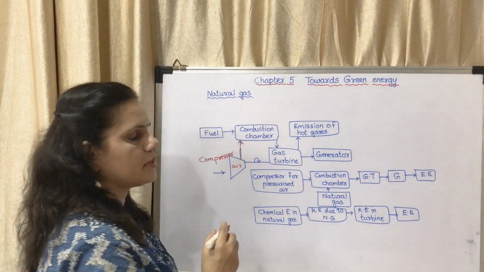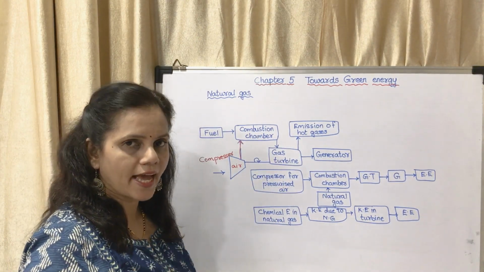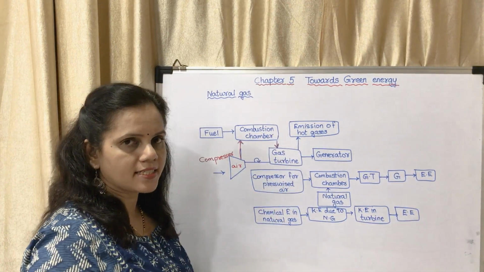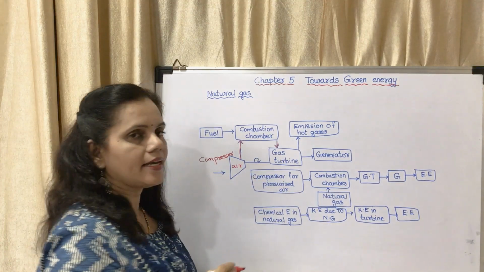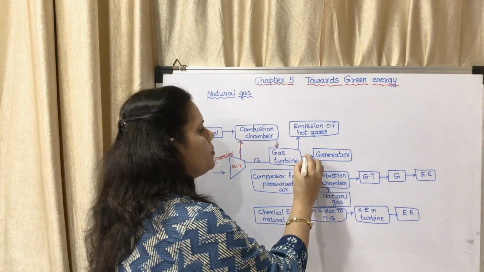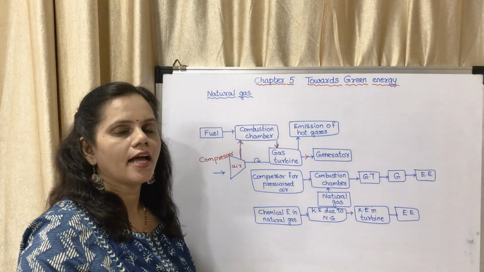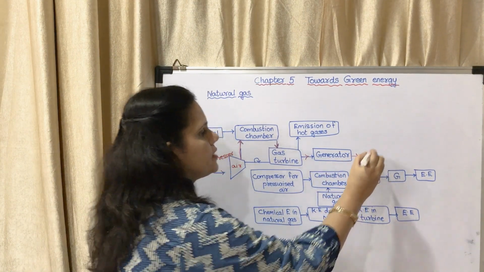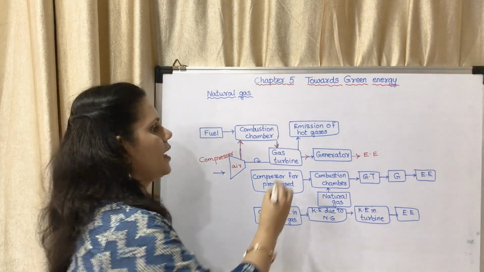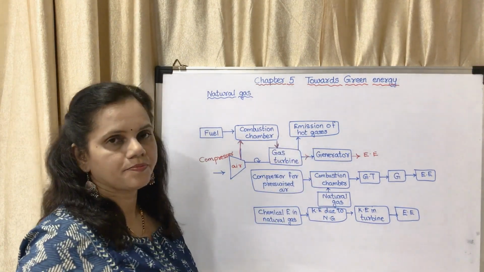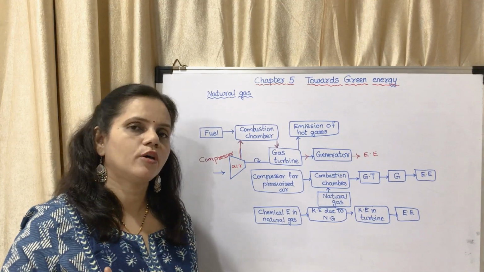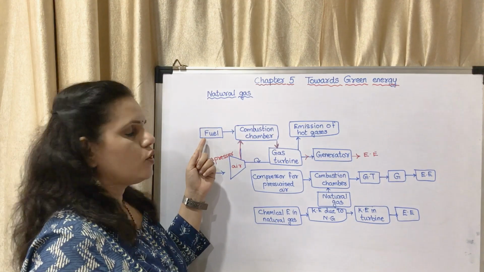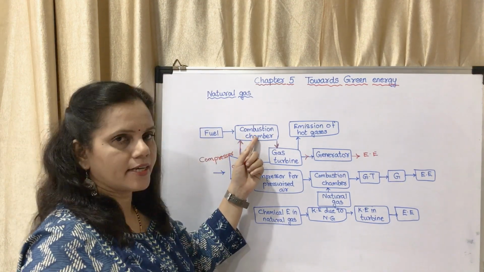In the combustion chamber, the fuel is burnt and gas is formed, and that gas is made to fall on the gas turbine. The gas turbine will move and turn the generator, and the generator will generate electrical energy. The hot gases which are formed are emitted out.